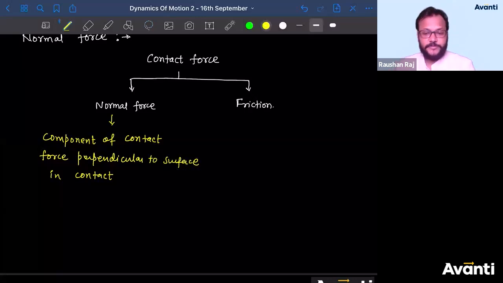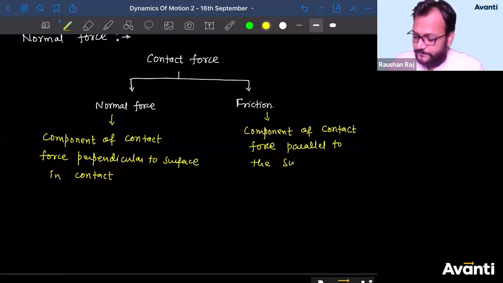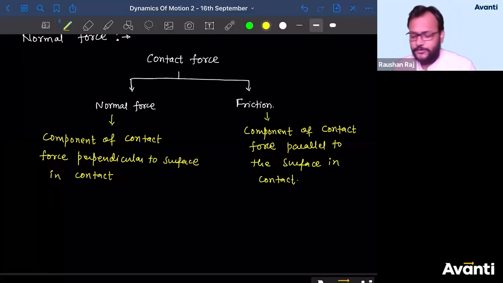अच्छा, what about friction बच्चा लोग? तो friction is nothing but the component of contact force. It's the same component of contact force parallel to the, क्या लिखेंगे बच्चा? Parallel to the surface in contact. Let me tell you the basic difference.